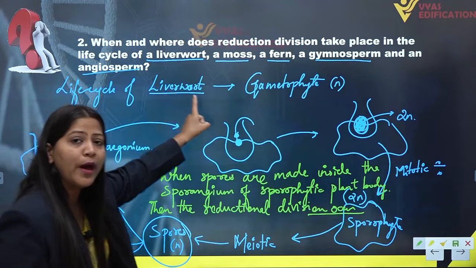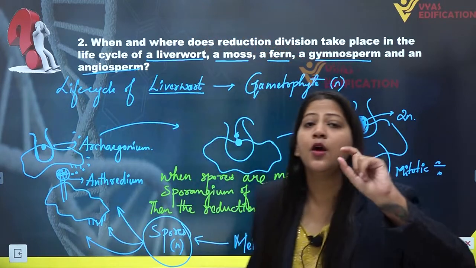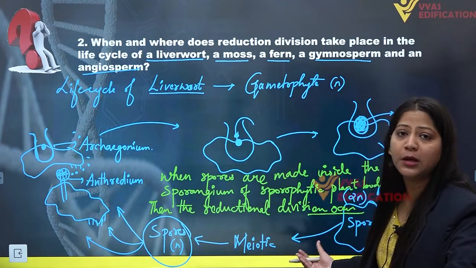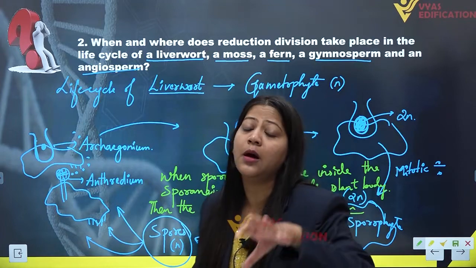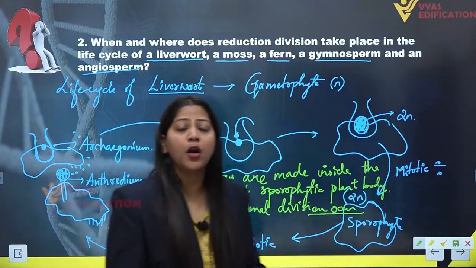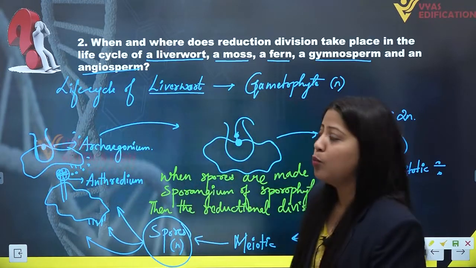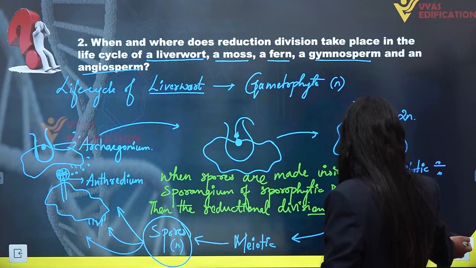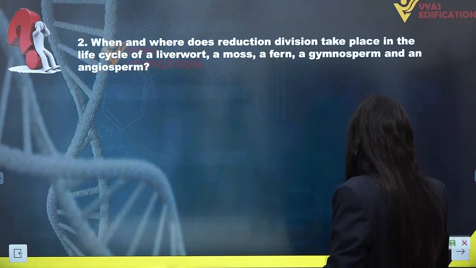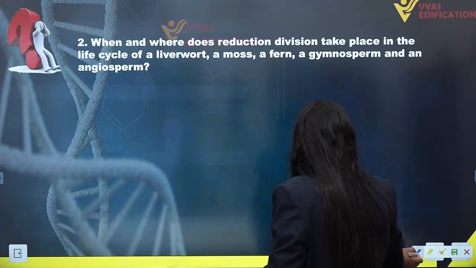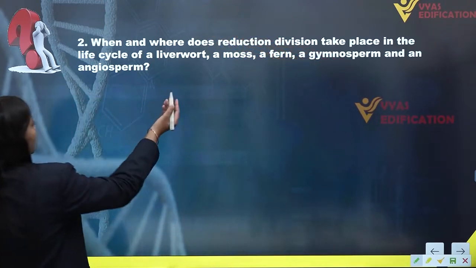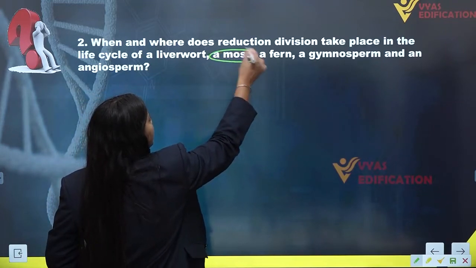In liverwort, when and where does the reductional division take place? When the spores are going to be formed inside the sporangium of a sporophytic plant body, which is formed after mitotic divisions of the zygote, then only the reductional division or meiotic division takes place. Now moving towards the next, that is moss. Let's discuss the life cycle of a moss first, by which we can get a clear idea of when and where the reductional division takes place in moss. So we are taking the life cycle of a moss first.